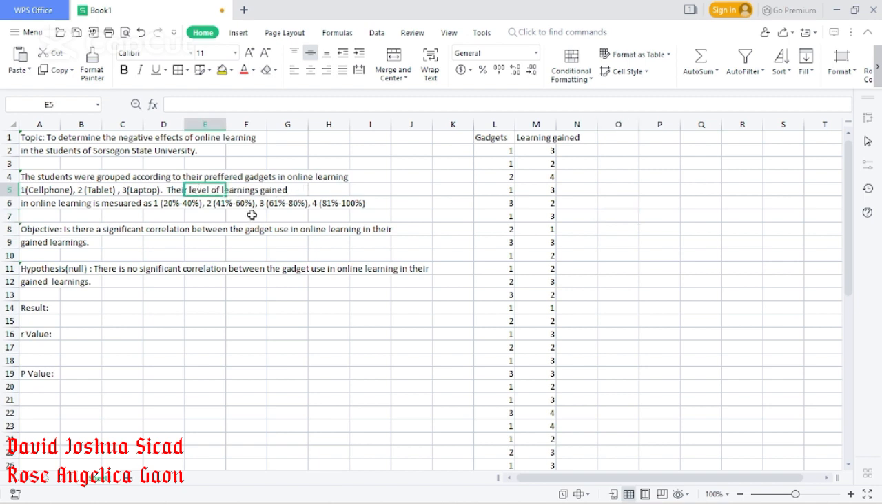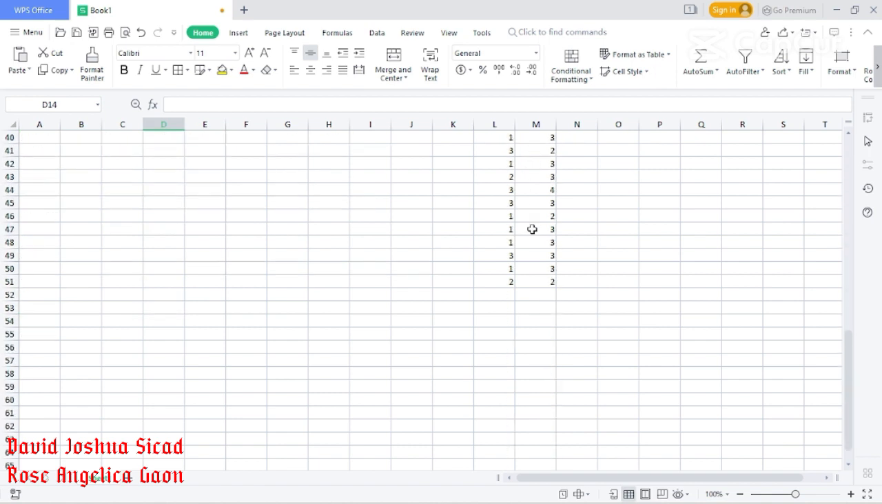So, their level in online learning is measured as one is 20% to 40%, two 41 to 60%, three 61 to 80%, and four 81 to 100%. So in this situation, our objective is: is there a significant correlation between the gadget used in online learning and their gained learning? So this is our data set. Variable 1 is gadget use and 2 is the learning gain.